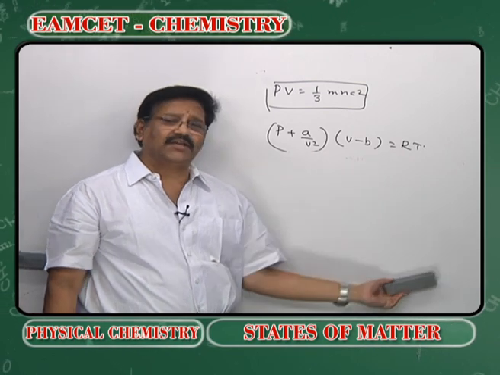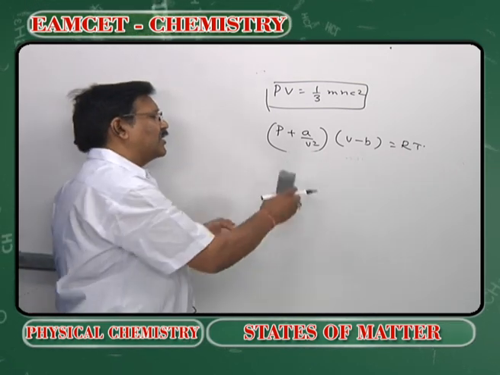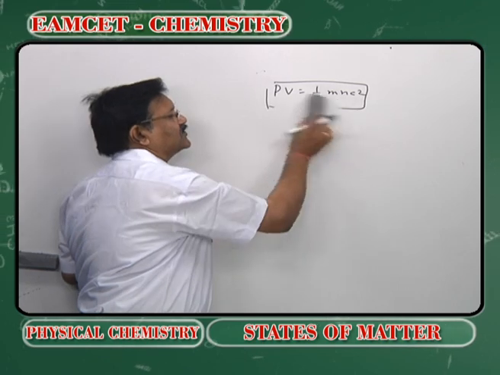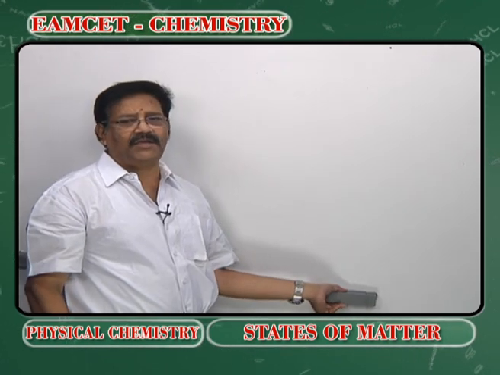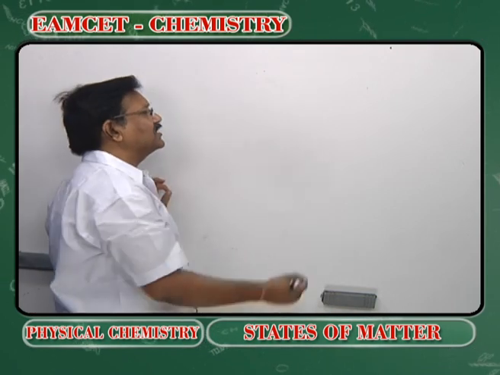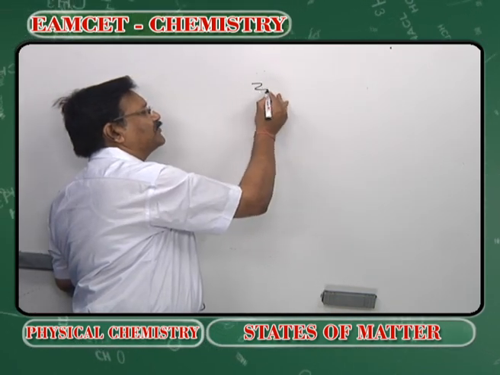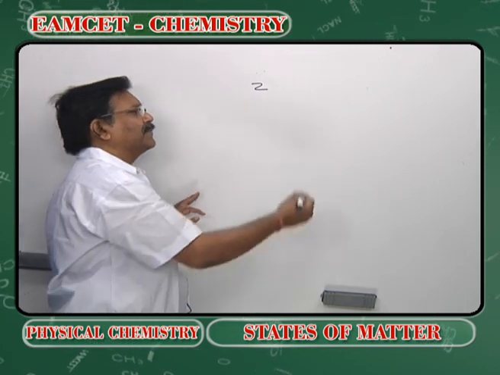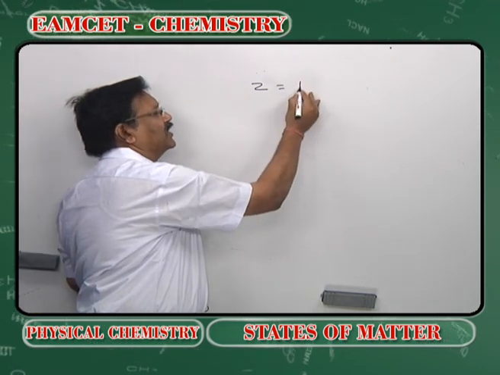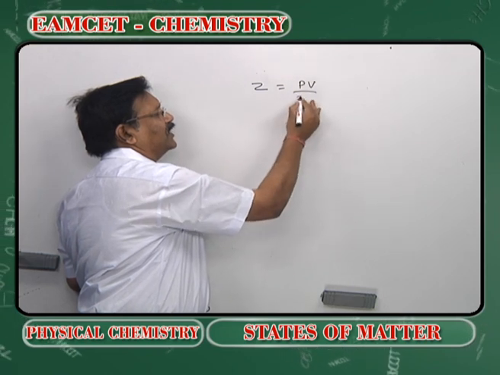Now, what is the other important point? The deviations from the ideal behavior will be expressed in terms of compressibility factor. Mathematically, compressibility factor is given by Z is equal to PV by nRT.